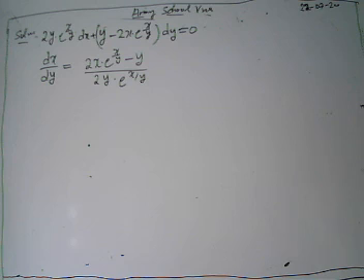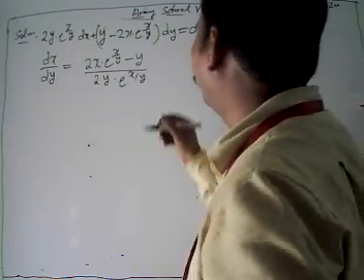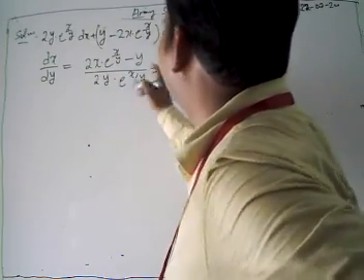Solve the equation: 2y into e to power x by y dx plus y minus 2x into e to power x by y dy equal to 0. Then our format is dx by dy equal to 2x into e to power x by y minus y over 2y into e to power x by y. Then look, we can further solve it. It's the right question.